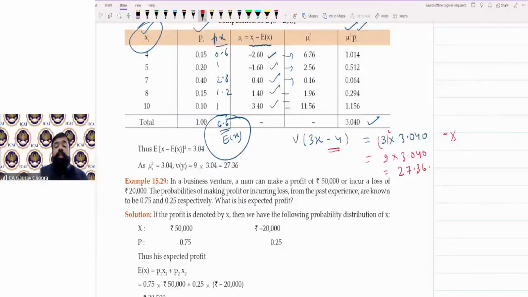Okay. So in this question, we had to calculate only the variance of x, and the second part was the variance of 3x minus 4.